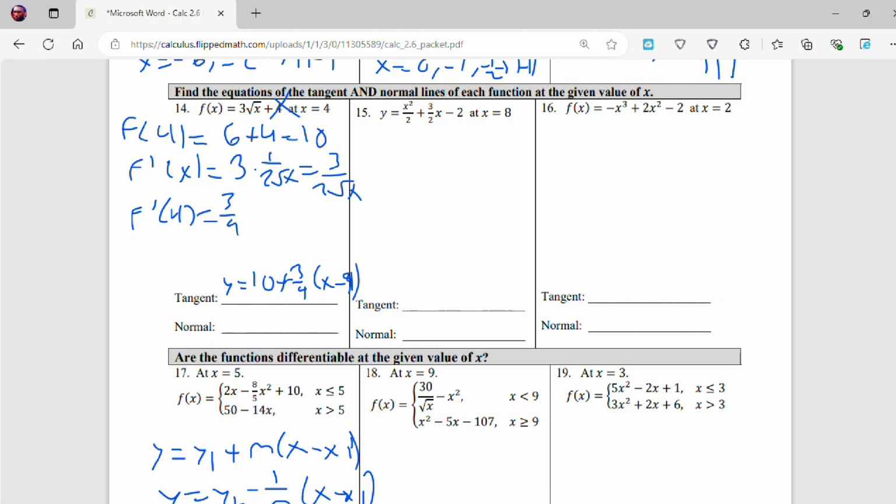Okay, our normal line, everything stays the same except our slope, which is now the negative reciprocal. So instead of 3 over 4, it's going to be negative 4 over 3. All right.